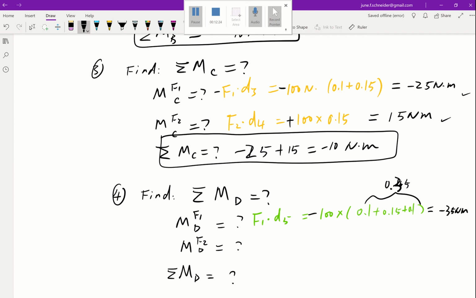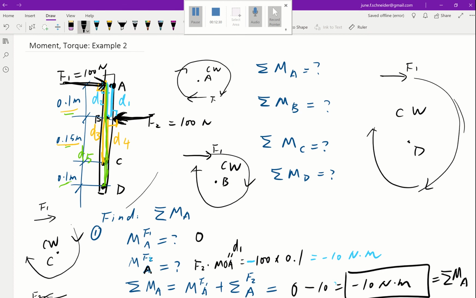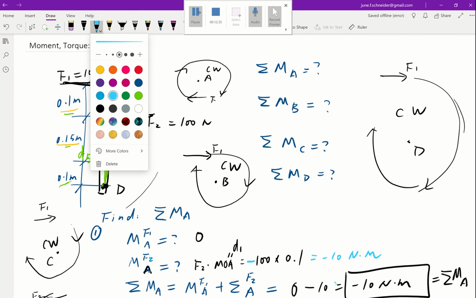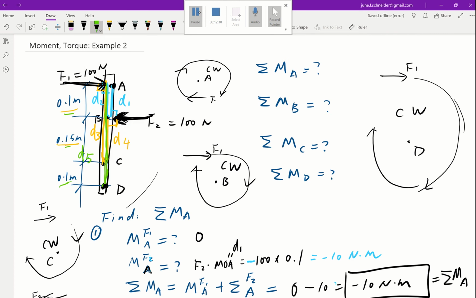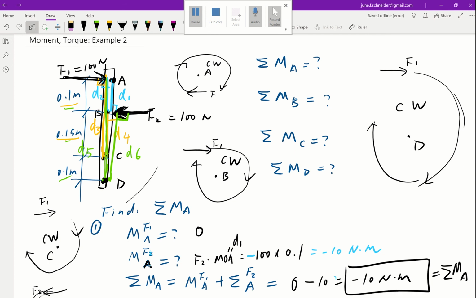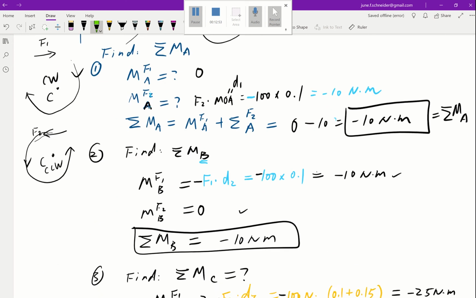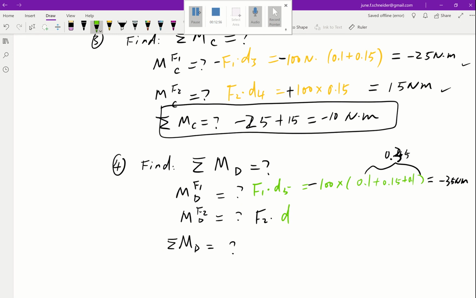Now let's look at F2 rotating about D. It's F2 times this moment arm. F2 is here, rotating about D. And again, I'm going to use the green color. So from D, draw a perpendicular distance to F2. That's going to be our D6. So D6 will be basically 0.15 plus 0.1, right? 100 for the force, times 0.15 plus 0.1.